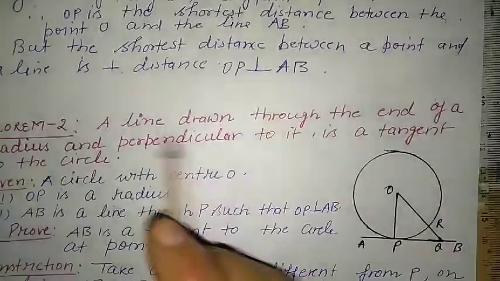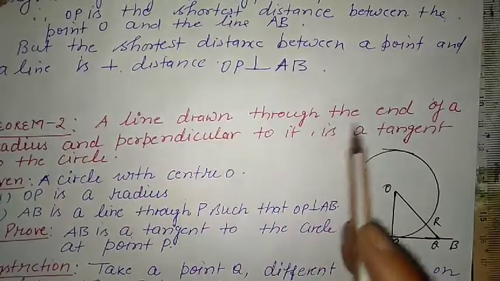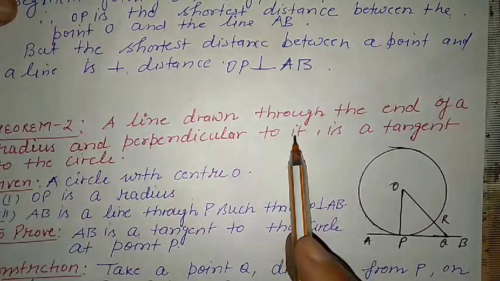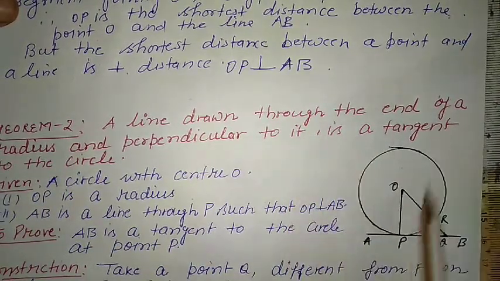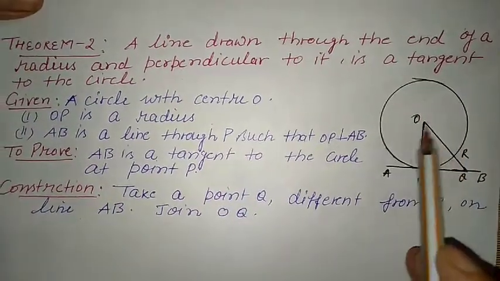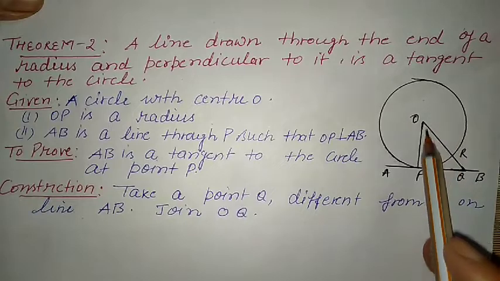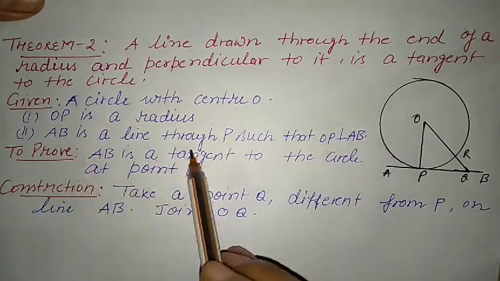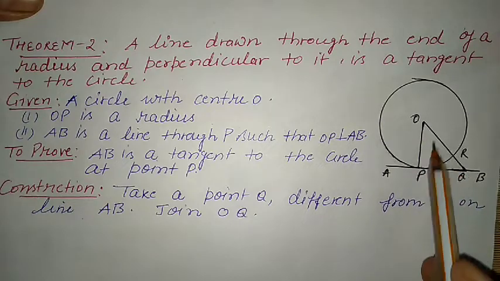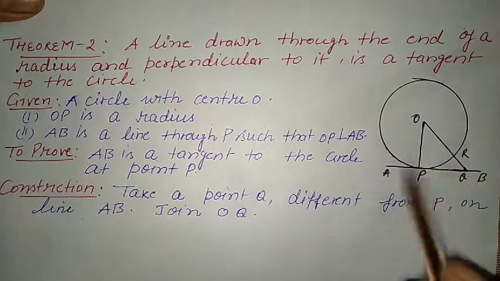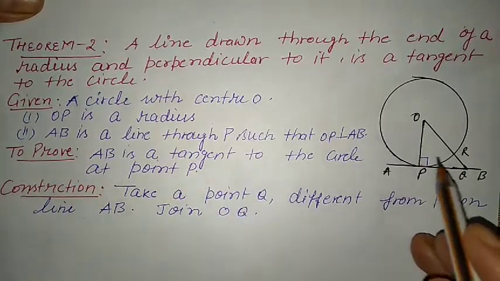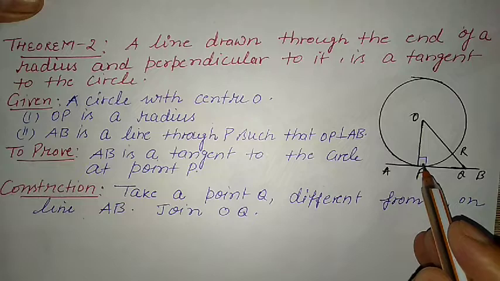Now the converse of this: a line drawn through the end of a radius and perpendicular to it is a tangent to the circle. Now this time what is given to us? A circle with center O, and OP is the radius. Second, AB is a line through P such that OP is perpendicular to AB. This is given to us. What do we want to prove? AB is a tangent to the circle at point P.